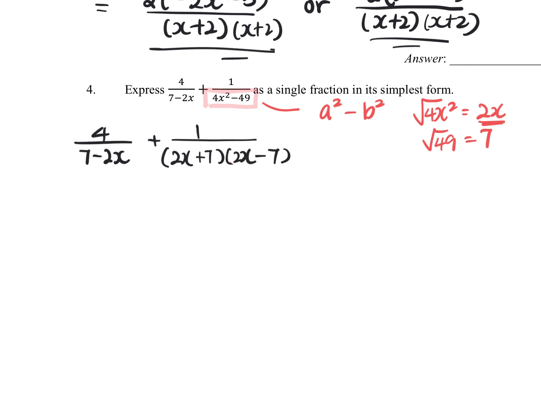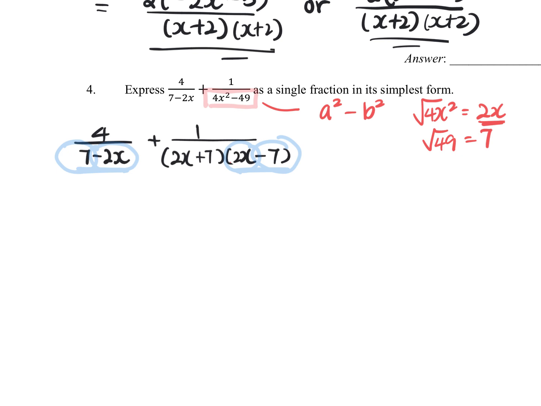Next, observe our denominators over here. This is 7 minus 2x, and this is 2x minus 7. The two of them have something the same but different. The sign over here is negative, but this one is positive. This sign over here is positive, but this one is negative. So what can I actually do? To make it easier, I'll do the negative sign with the one that has a single denominator.